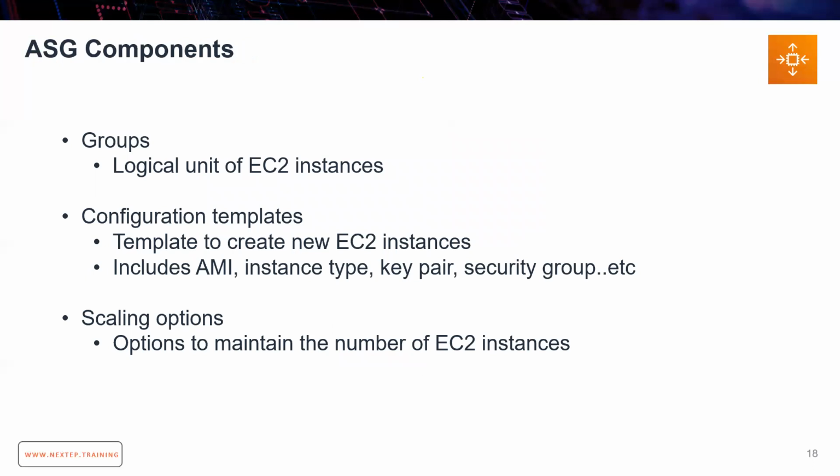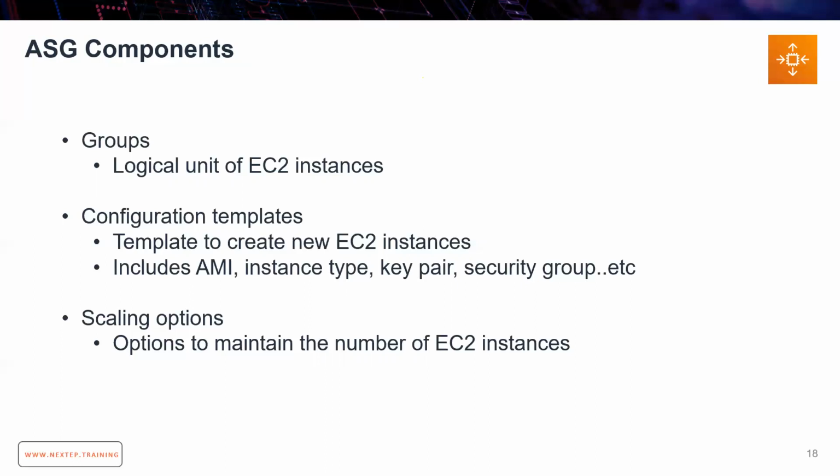So in an auto scaling group, these are the components. Let's take a look at it. The first one is called the group itself. So auto scaling group. A group is a logical unit of EC2 instances. Let's say you have one group for your web servers, you have another group for your application servers, etc.